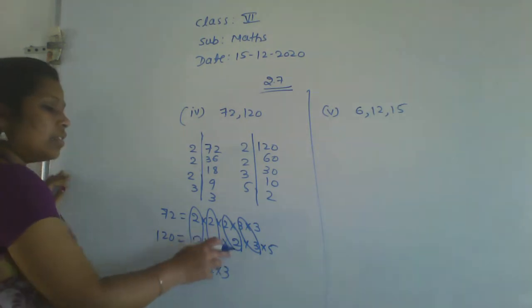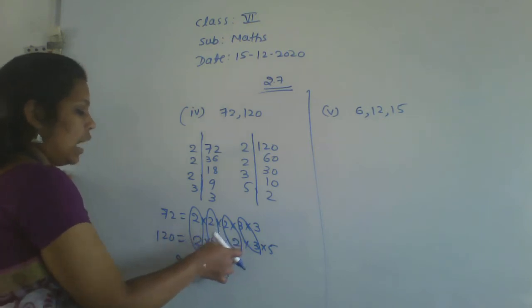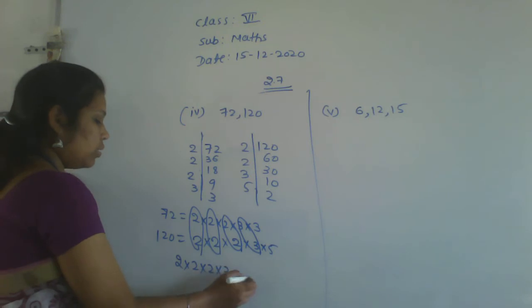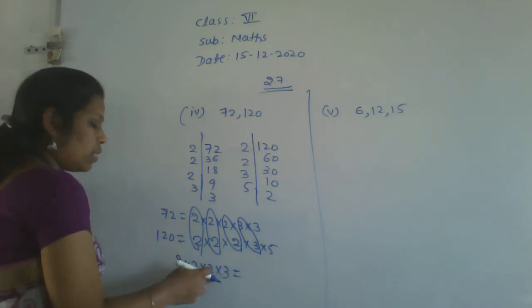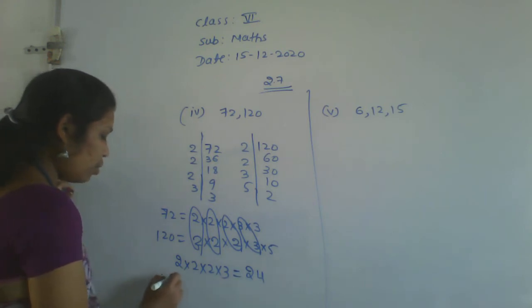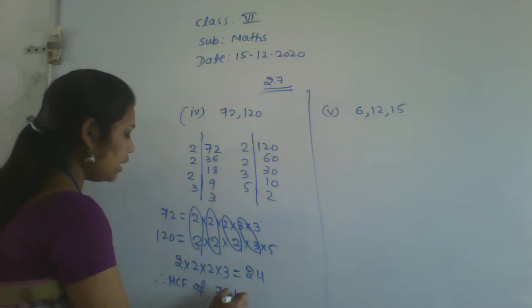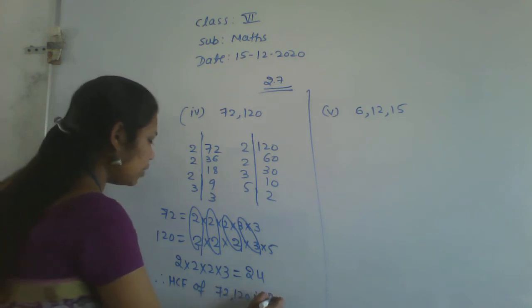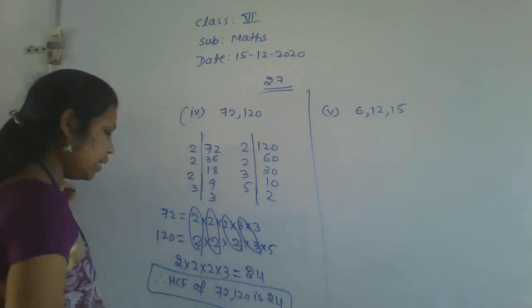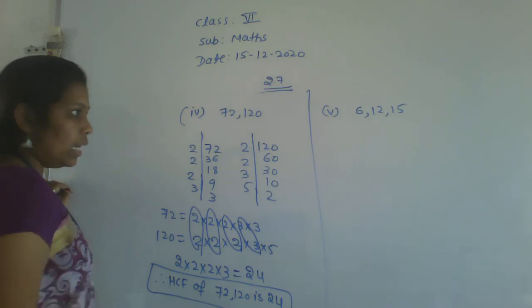Okay. So right here 2 into 2 into 2 into 3. How many times is common? You take that many times only. Here 1 time 2, 2 times 2, 3 times 2. That's why I wrote 2 three times, and 3 only one time. That is equal to how much? 2 4s are 8, 8 3s are 24 here. So therefore HCF of 72, 120 is 24. HCF of 72, 120 is 24.